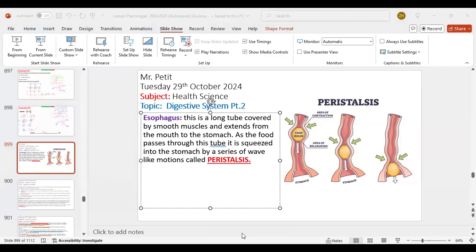Let me ask you a question. What does your stomach have inside of it that is very powerful? Acid. Very good. It has acids in it, right?